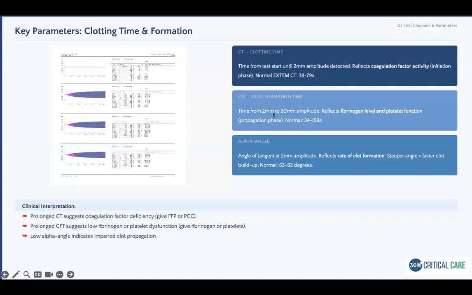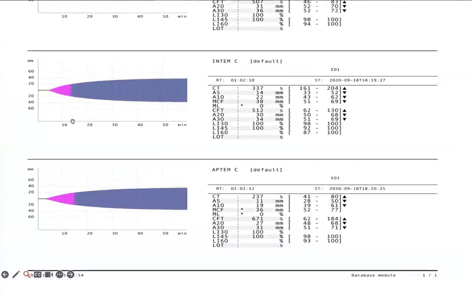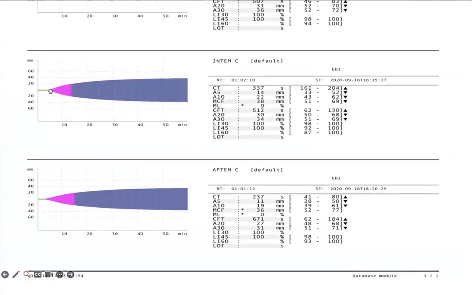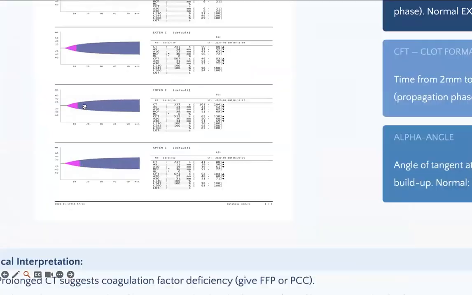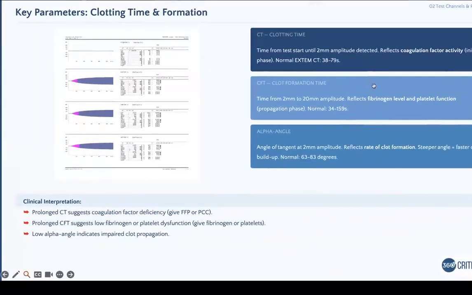Clot formation time. So time from 2 millimeter to 20 millimeter amplitude. So this is 2 millimeter amplitude. If I make it a little bit bigger, somewhere is here, 2 millimeter amplitude to 20 millimeter amplitude. This is the clot formation time. Okay. So it reflects the fibrinogen level and platelet function again in the EXTEM. And normal is 34 to 159.